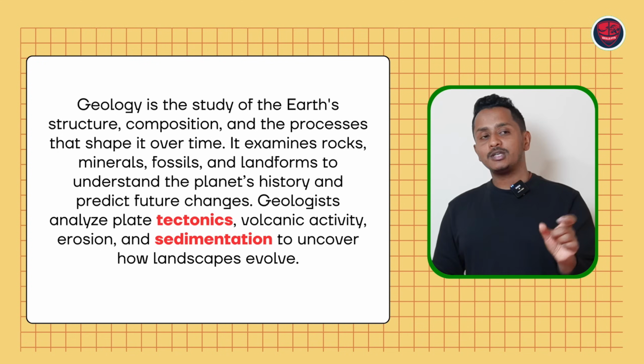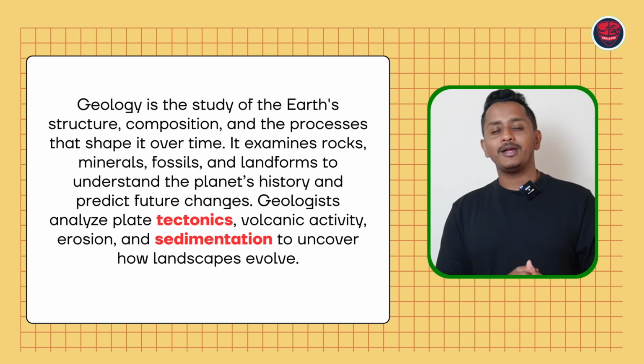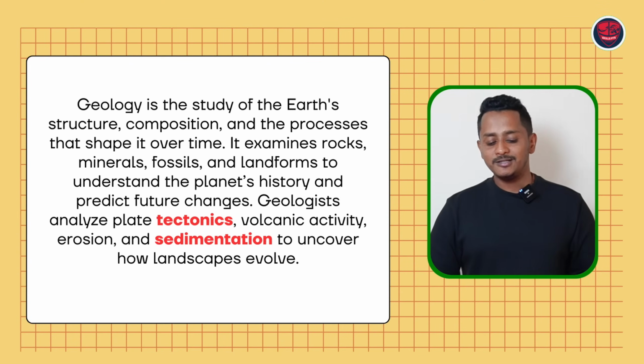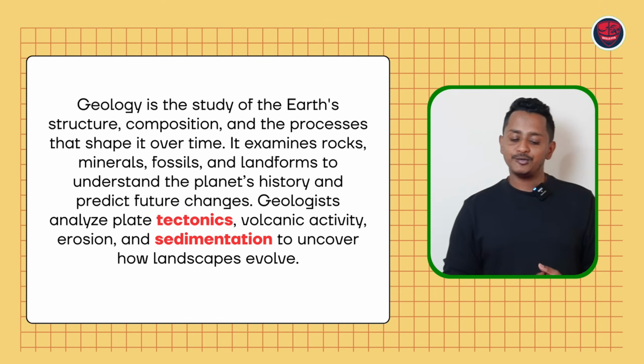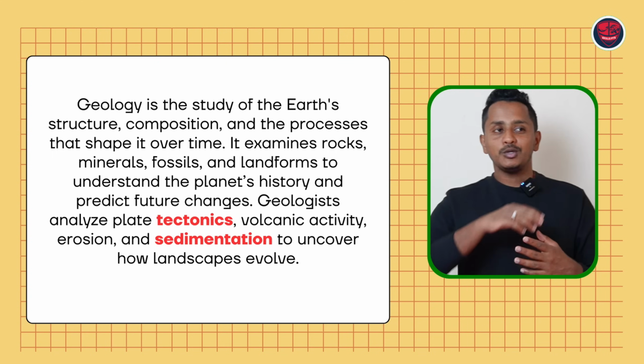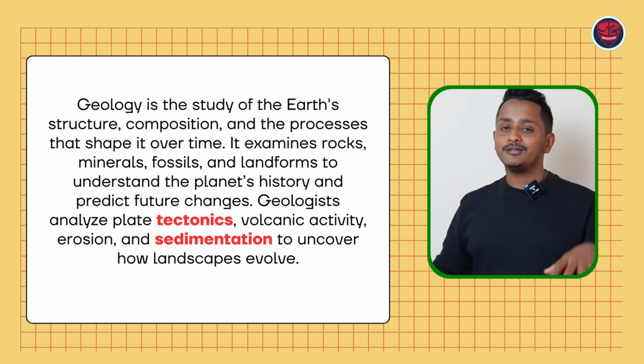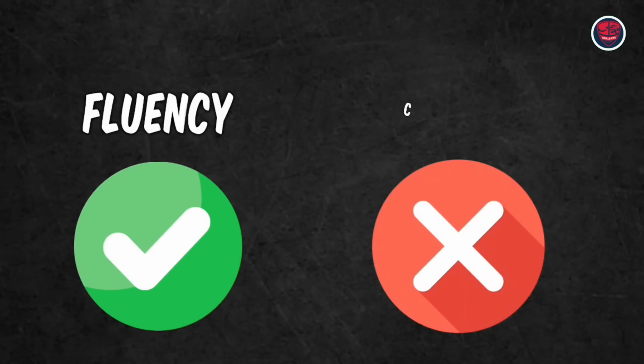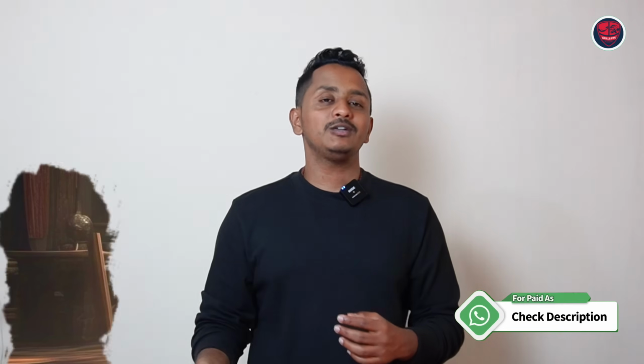Very simple. You skip the word, but when you skip it, you skip in a way that nobody understands that you skipped it. Something like this. Geologists analyze plate, volcanic activity, erosion, and to uncover how landscapes evolve. You just have to continue as if the word itself is not there. Then this method works. It's fluency that wins the race over the content. This is one of the hidden features. You understand this, you execute it, you are a king.